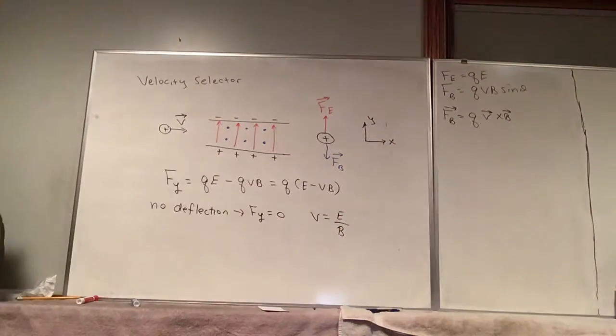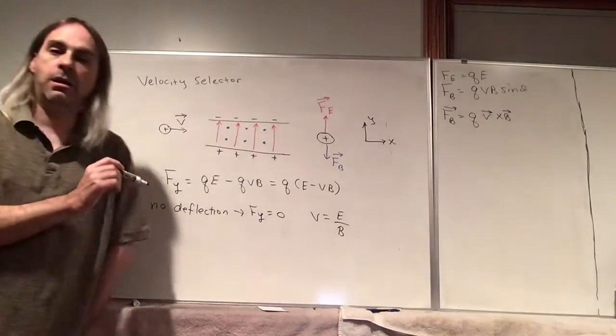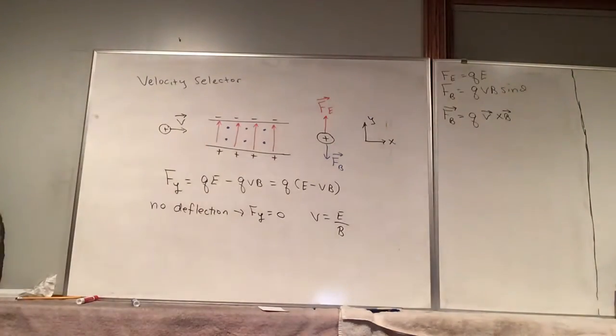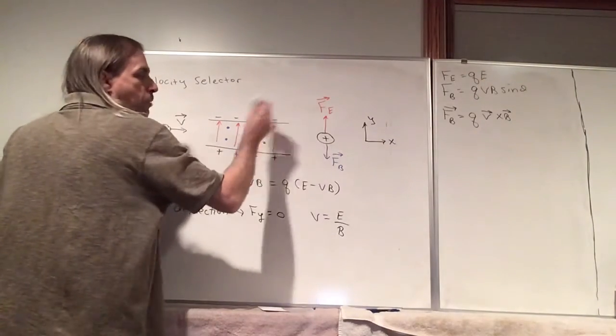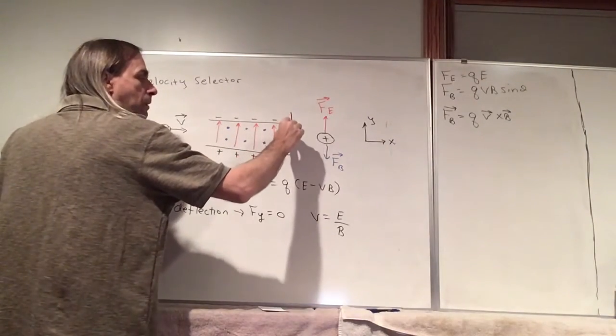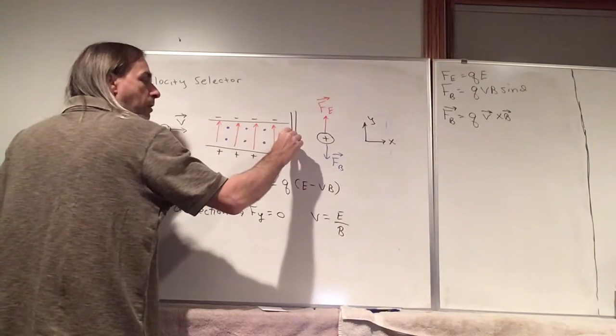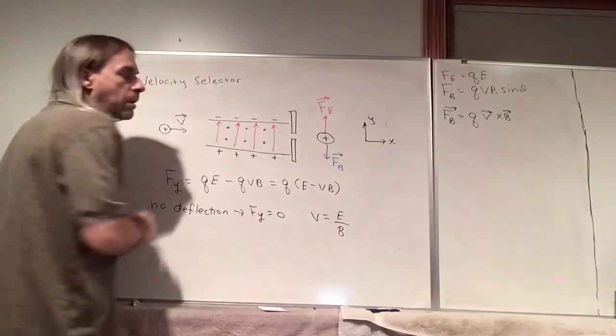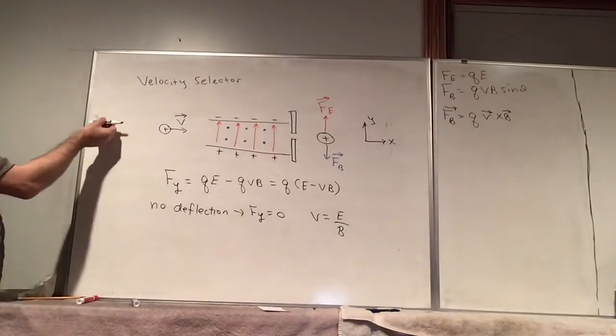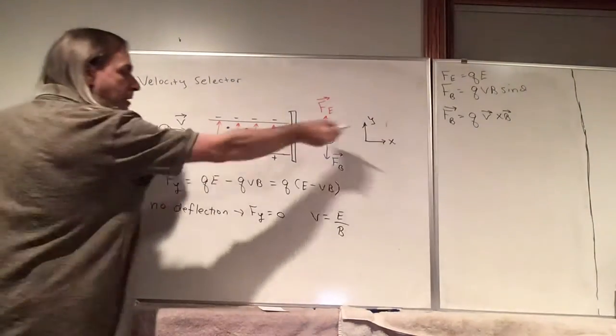So the particles moving with this speed are going to pass through this device without being deflected. And you can imagine at the end of it, say you put this in a box, and you have this plate here, that if there's no fields at all, it'll just pass through.